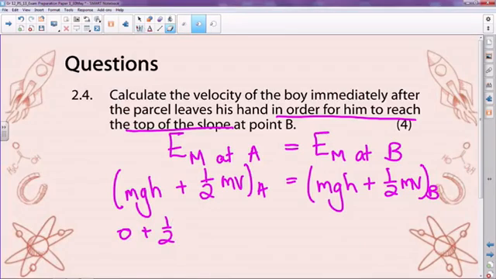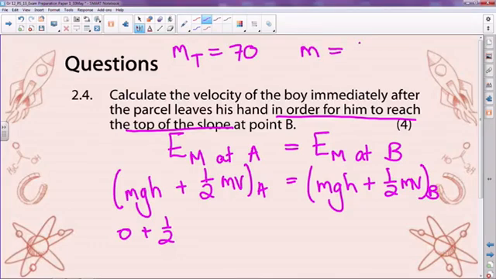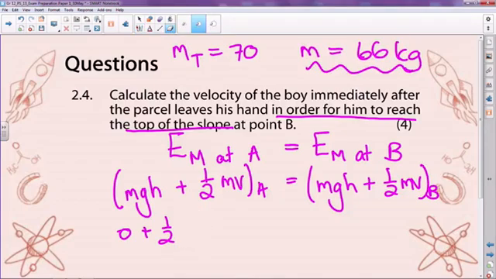Now, the mass here is quite important, because the mass of the boy plus the skateboard plus the parcel was 70 kilograms. The total mass was 70 kilograms. Here, I'm only considering the boy and the skateboard. If the parcel has a mass of 4, then the mass that I'm looking for here is 66 kilograms. That was a bit of a trick on this one. Okay, so this is 66.